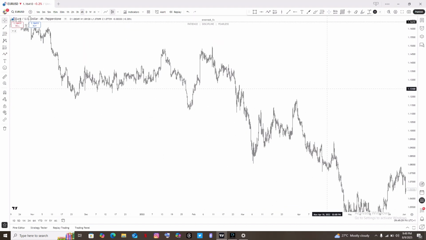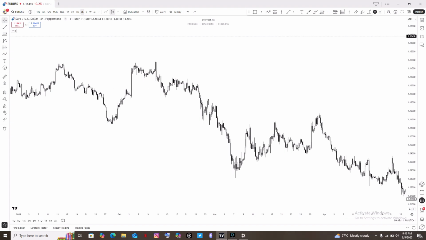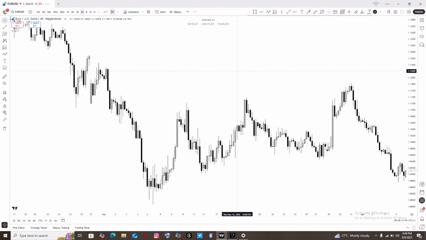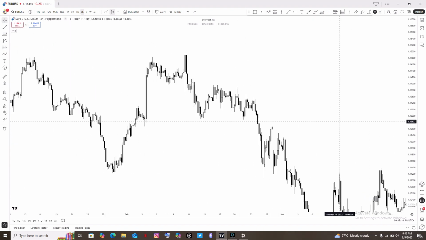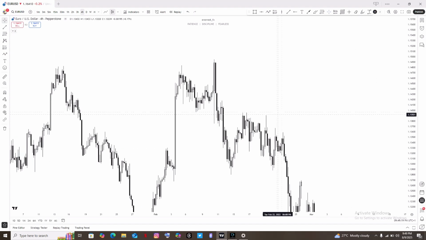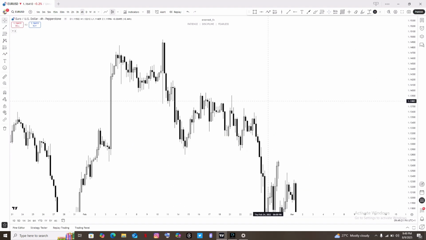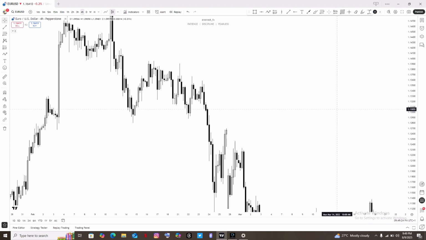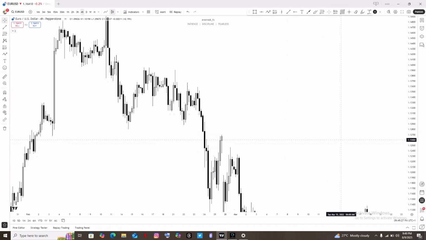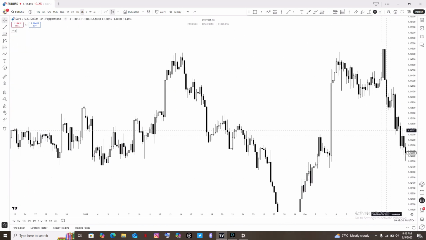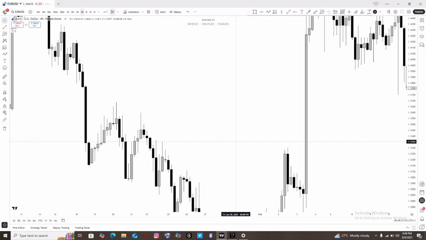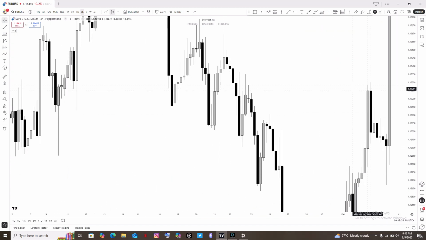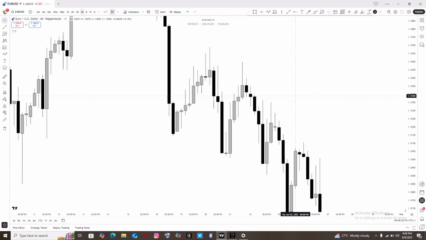Okay, let's use this place. We'll start with, I need a perfect example since I'm showing you guys this for the first time. This is Euro USD on a 4-hour time frame. Now we have a break of structure here. We had a break of structure to the downside here.